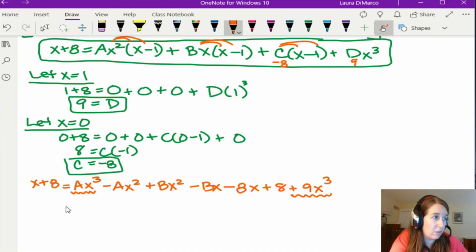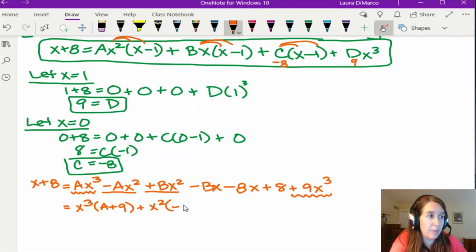Okay, so that would be x cubed times a plus 9. So that's the ax cubed term plus the 9x cubed term, and then I GCF'd the x cubed to the front, and so I'm left with the a plus 9. Okay, now I have some x squared terms. I think they're right next to each other. I think I only have 2, so that's x squared times negative a plus b.